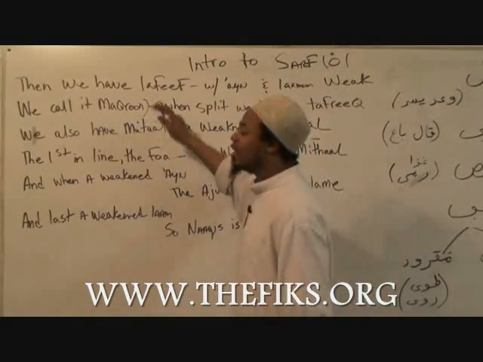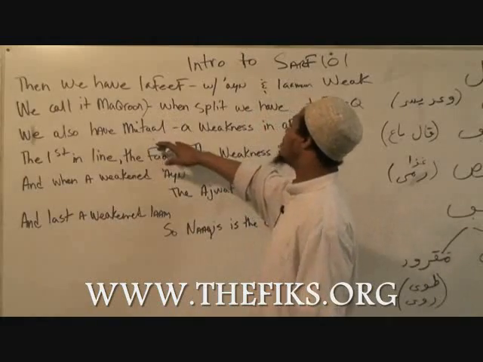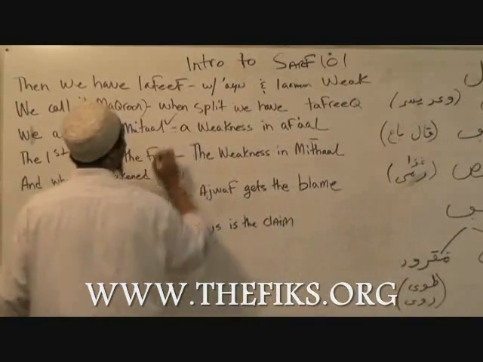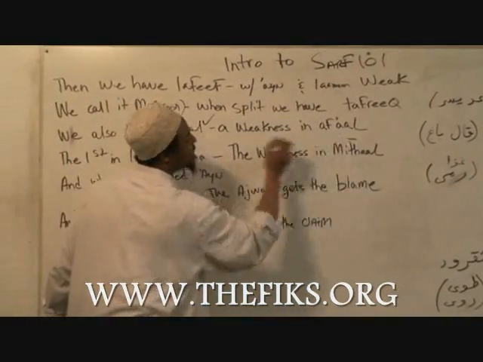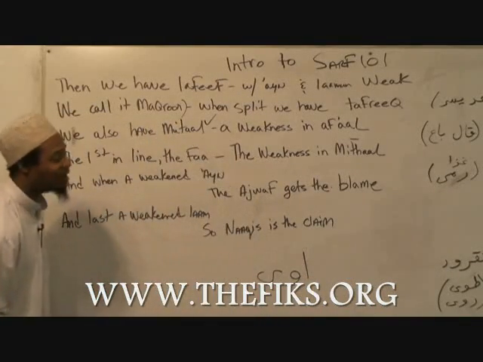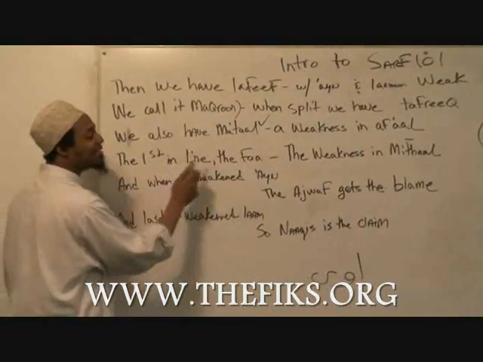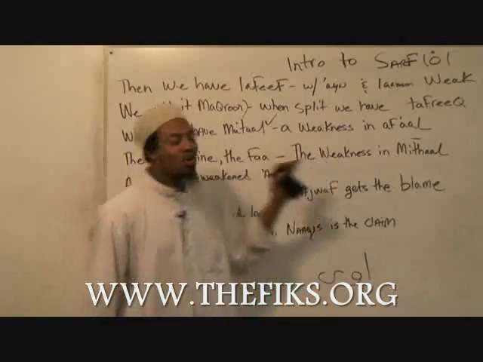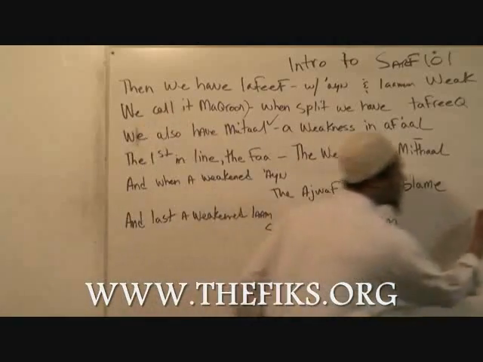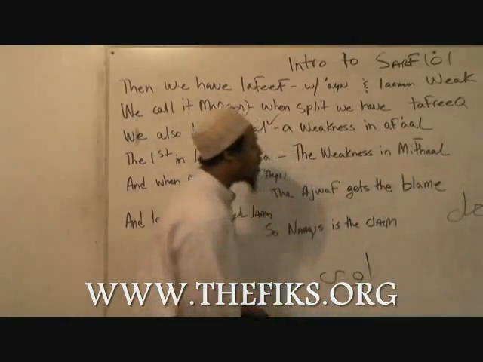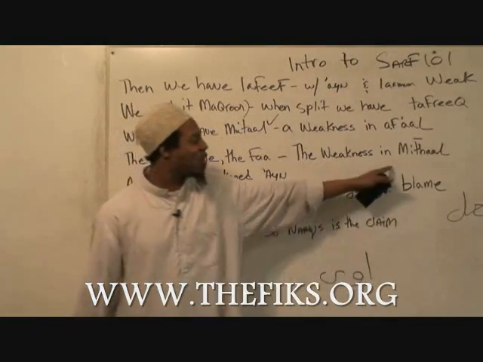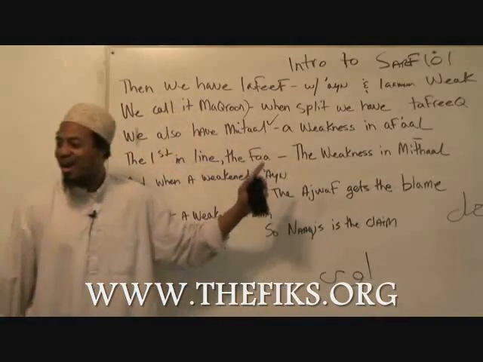We also have mu'tal. Well, all these are mu'tal, but for the poem he said we also have mu'tal, a weakness in af'al. So the definition of a mu'tal is any verb that has a weakness in it. And a weakness is defined as alif, waw, and ya, okay? The first in line, the fa, the weakness in mithal. So if there is a weakness in the fa of the verb, the word is fa'ala, then we know that this is called a mithal, like wa'ada and yasara, right? Then we call that mithal. That's why the poem is here to help you memorize.